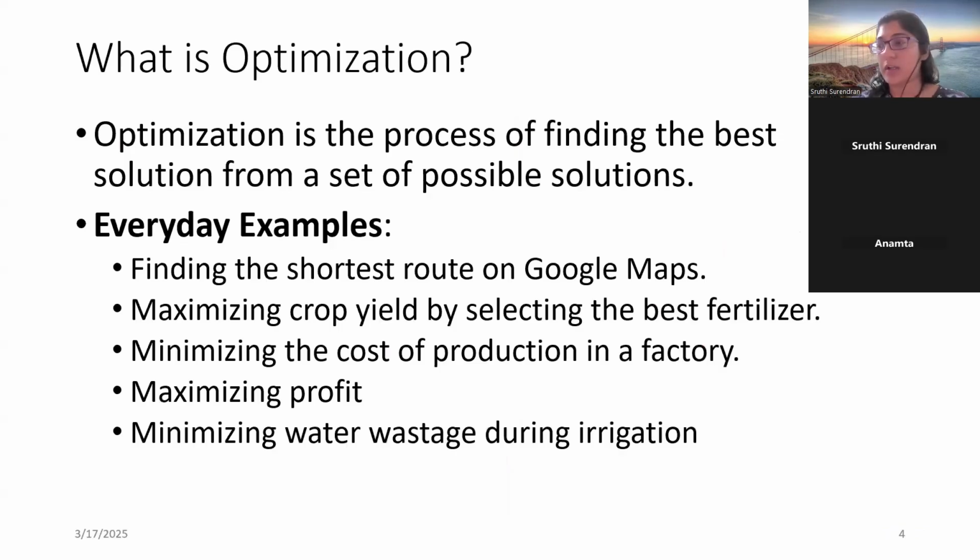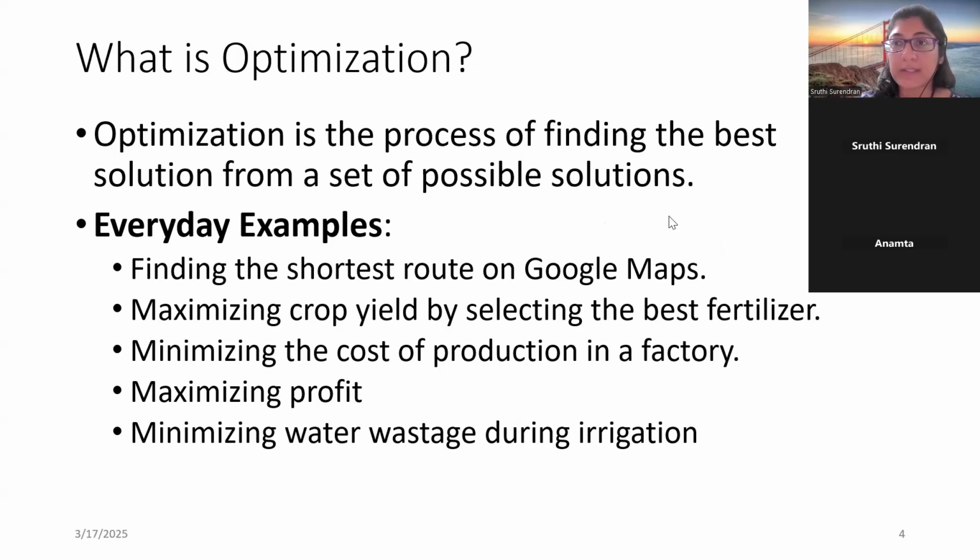So basically, what is optimization? Optimization is the process of finding the best solution from a set of possible solutions. When you solve an equation, say there are multiple equations, you will have several solutions. Finding a lot of solutions and finding the best solution out of them is basically the aim of optimization.